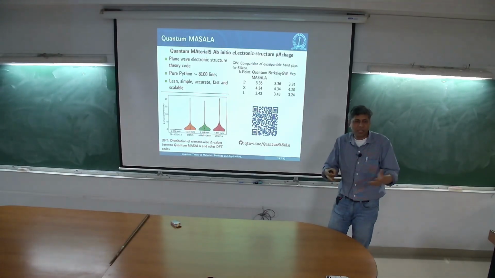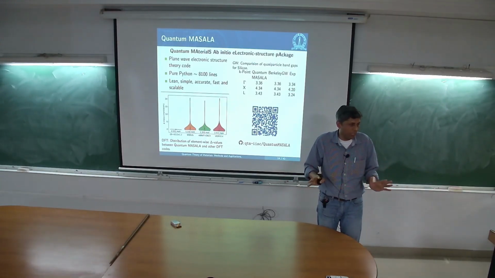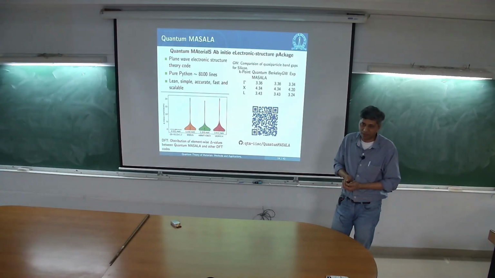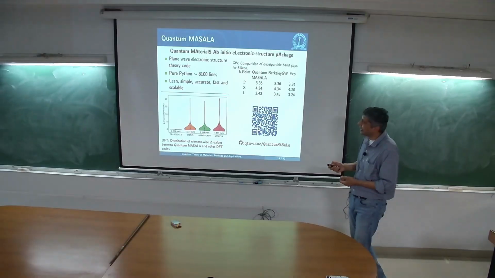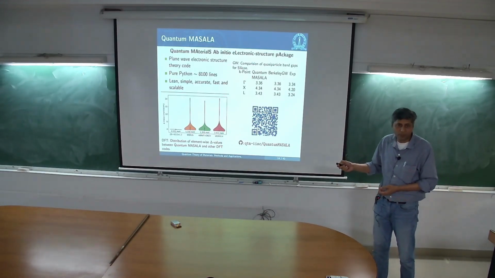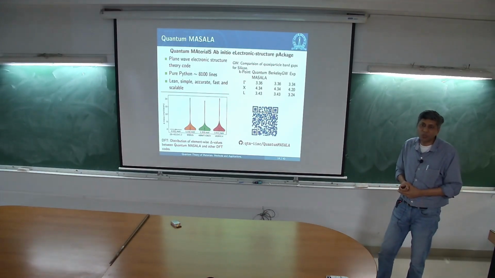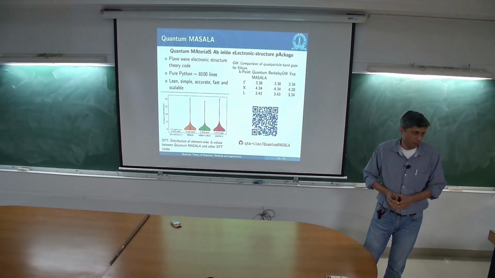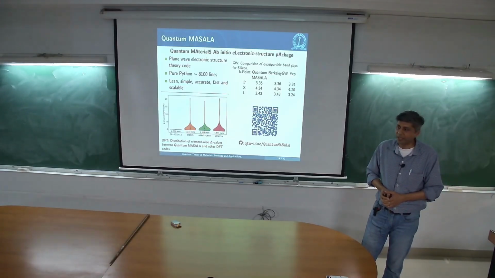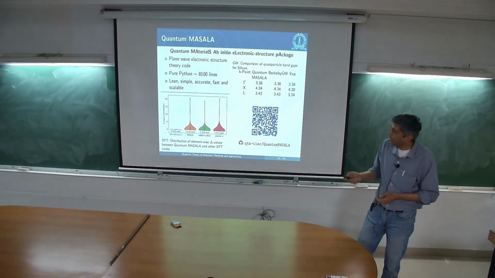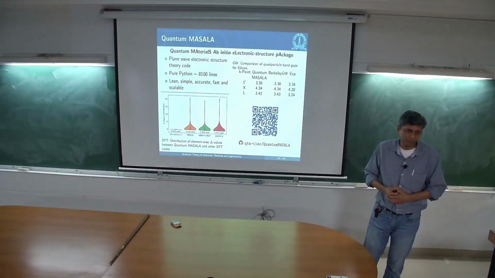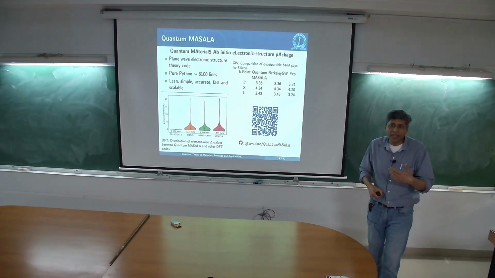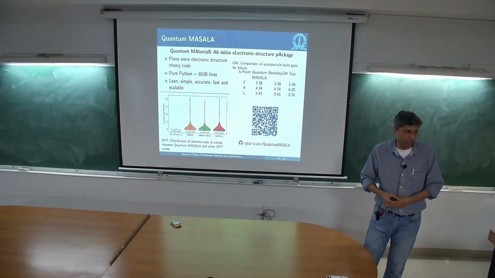There are many codes which do density functional theory calculations. We have a new code which we have written, and the idea is that we wrote this code purely in Python. Most codes that do density functional theory are hundreds of thousands of lines of Fortran, 100k, 200k, 300, 500k lines. This code is only 8,100 lines of Python, right? It gives you exactly the same answer as many of the standard codes that you use.